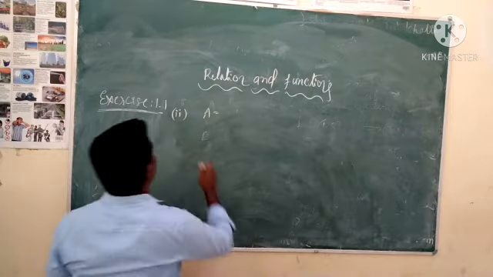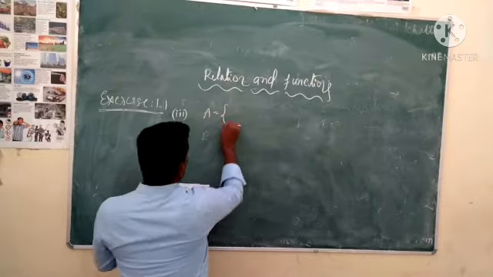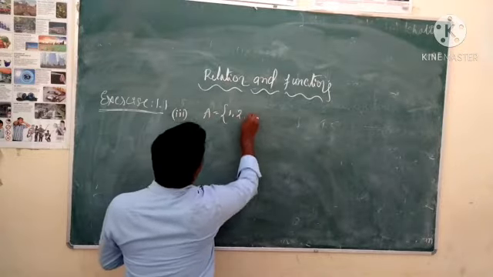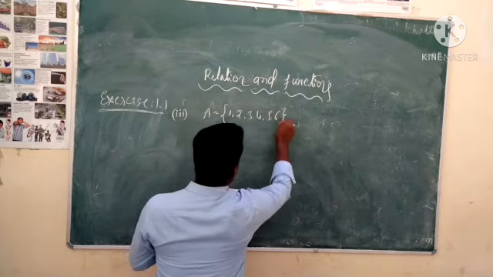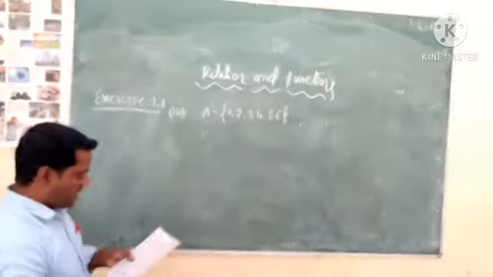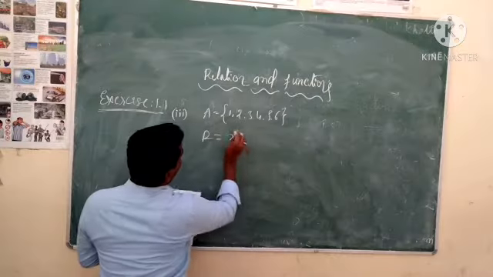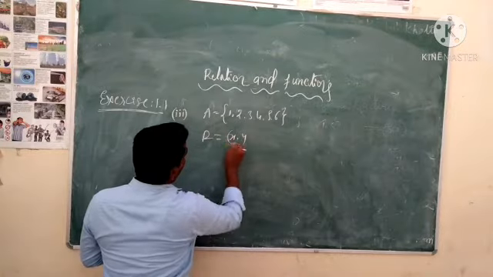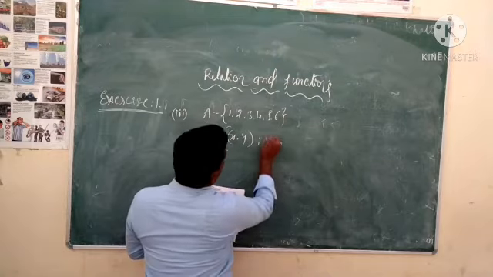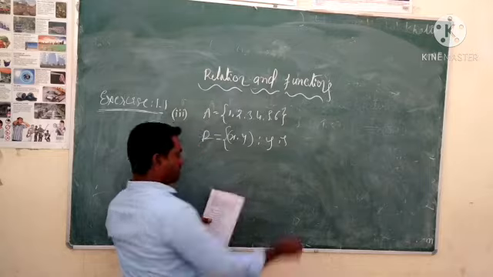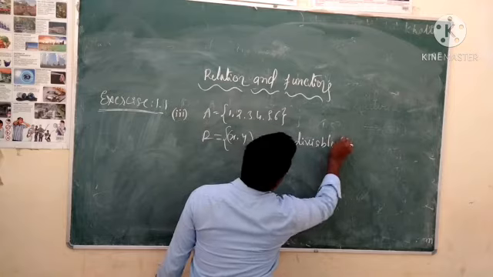Here in the first main third question, A is equal to {1, 2, 3, 4, 5, 6}. Relation R has been given as (x, y) such that y is divisible by x.